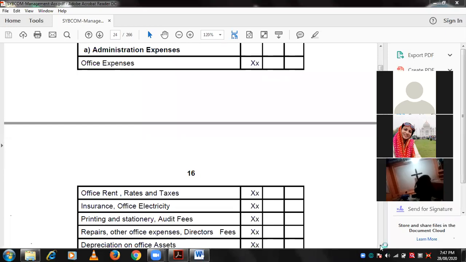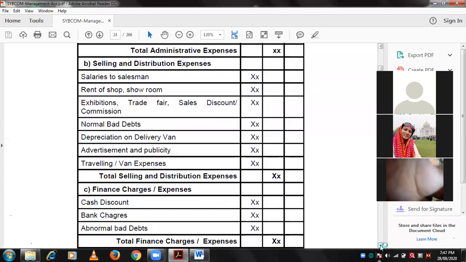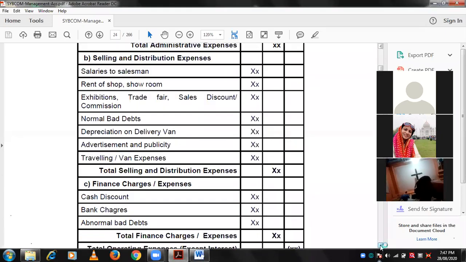Okay. Next expenditure is selling and distribution expenses. In the case of selling and distribution expenses, many items come under this head. For example, we can say salaries to salesmen, rent of shop, showroom, exhibition, trade fair, sales discounts, commission, normal bad debts, depreciation on delivery van, advertisement and publicity, traveling or van expenses. All these expenses are related to selling and distribution expenses.